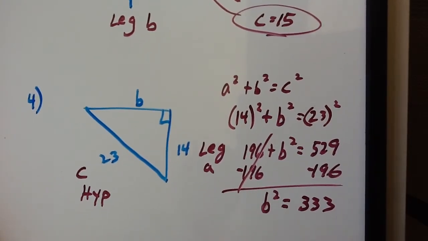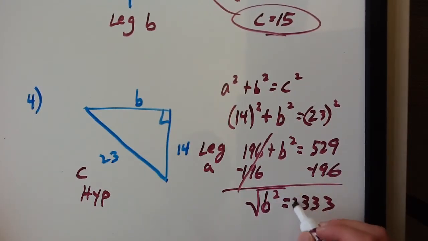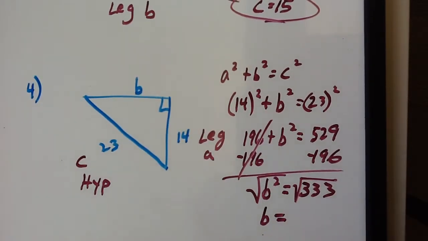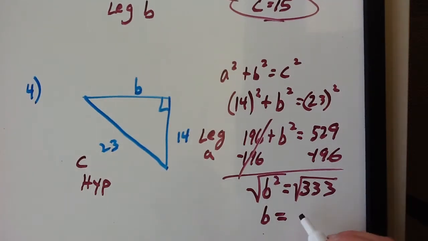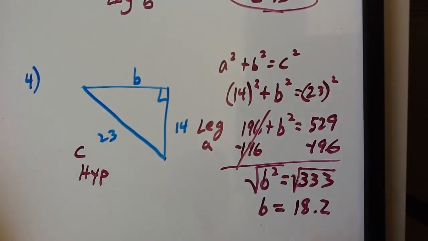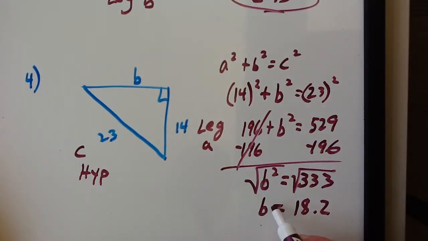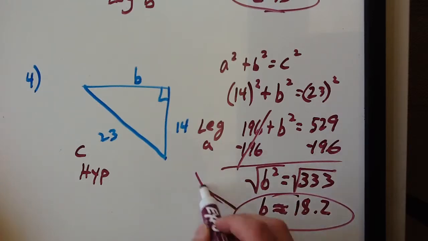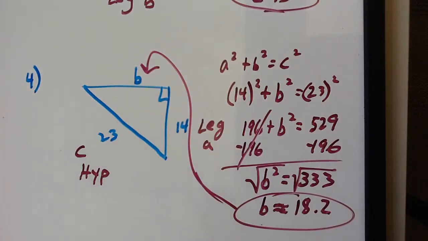Of course, undo the square by taking the square root of both sides. The square root of b squared would just be b. And the square root of 333 is going to be 18.2. It goes on, but if we're going to round to the nearest tenth, it's 18.2. So we would put b as approximately, since we're rounding, it's approximately 18.2. That's the length of this side.